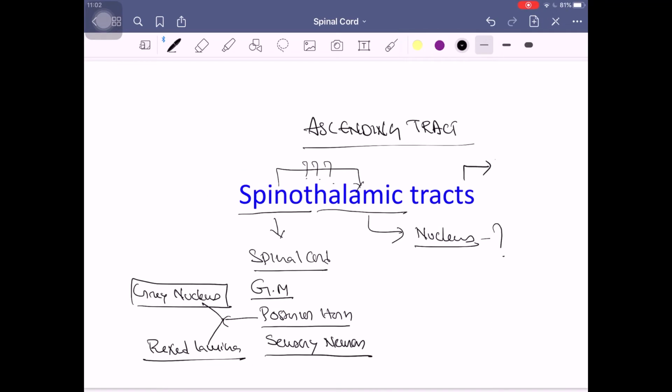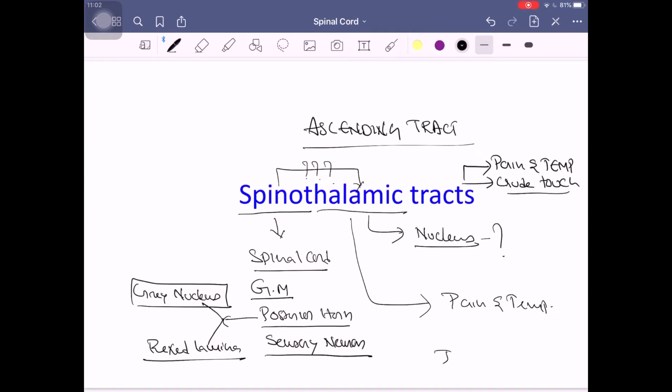It's a very important tract from the exam point of view, because this is the one carrying your pain and temperature, and it is also the one carrying your non-discriminative or crude touch. So in the physiology exam you can get this as an essay. In what way can the question be asked? They can ask you to describe in detail the pain and temperature pathway. This is one way to ask the same thing instead of asking spinothalamic. Or otherwise they can ask you to describe the touch pathway.